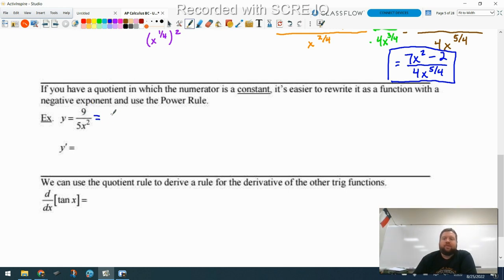Rewrite your function. So this can be rewritten as 9 over 5 times x to the negative 2 power. Then you can just use the power rule, multiply by negative 2. So that's going to be negative 18 over 5, x to the negative 3 power. And then you're going to get rid of your negative exponent by moving it down to the bottom: negative 18 over 5x cubed.